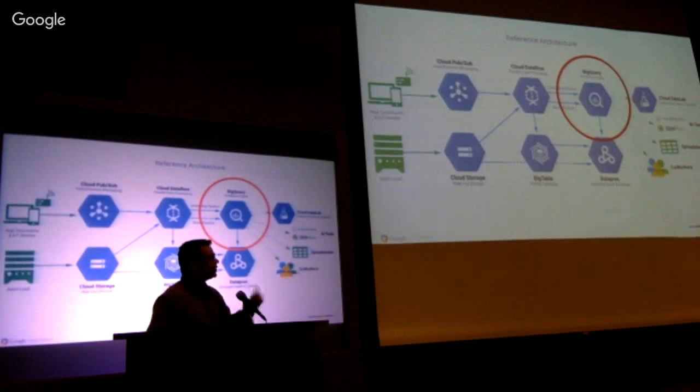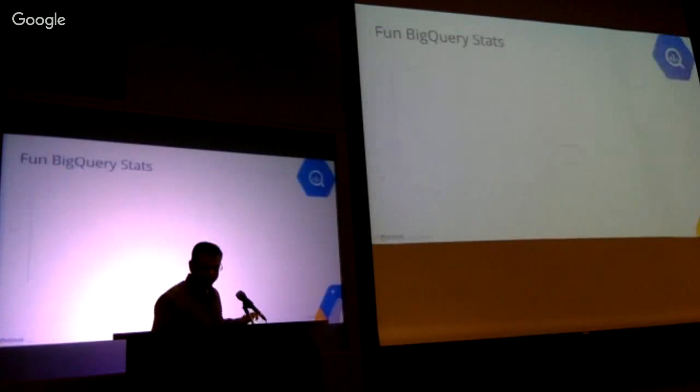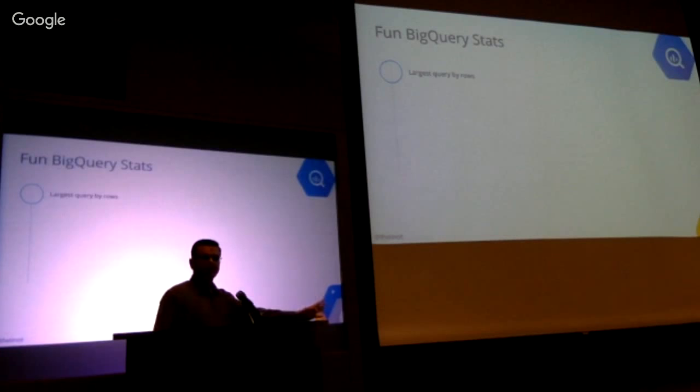All right, I'll talk about BigQuery and then I'll stop and then hand it over to you. So BigQuery stats, these are actually pretty interesting numbers, and these are mind-boggling numbers. So the largest query by rows on BigQuery is 10.5 trillion rows. So trillion, these are not billion, these are not million, these are trillion rows. Right? So it's a very large number.